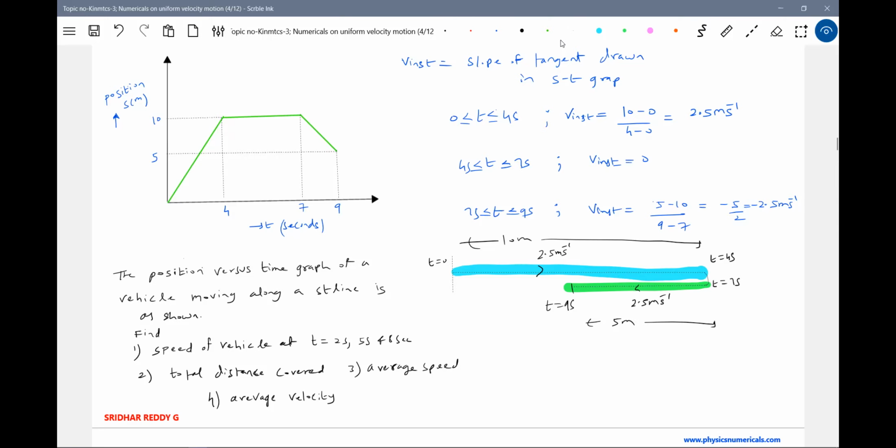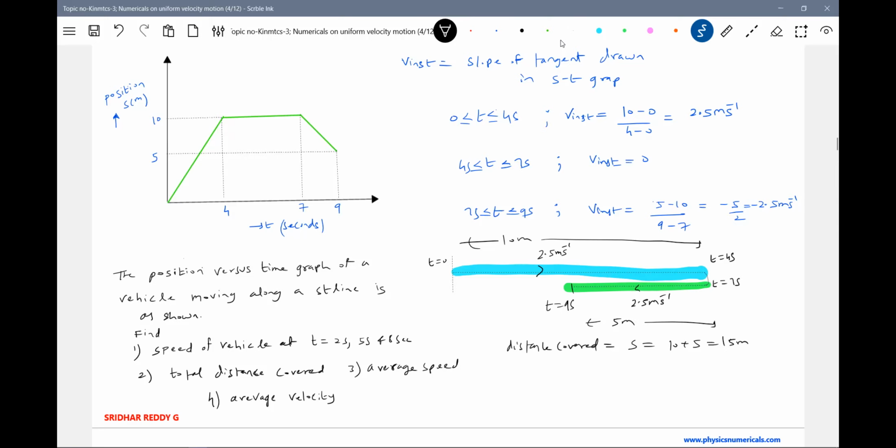So how does the motion occur? First, you walk for 4 seconds. Then another 3 seconds, you don't walk. Then another 2 seconds, you take the return path. So what is the total distance moved by the vehicle? 10 meters plus 5. The total distance covered will be 10 plus 5, 15 meters.